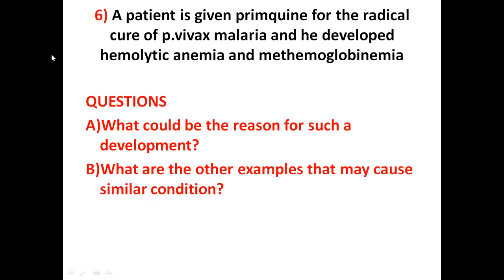Then we have to move on to the next, sixth problem. Please note down: a patient is given primaquine for the radical cure of Plasmodium vivax malaria, and he developed hemolytic anemia and also methemoglobinemia. Then what are the questions? A, what could be the reason for such a development? B, what are the other examples that may cause a similar condition?